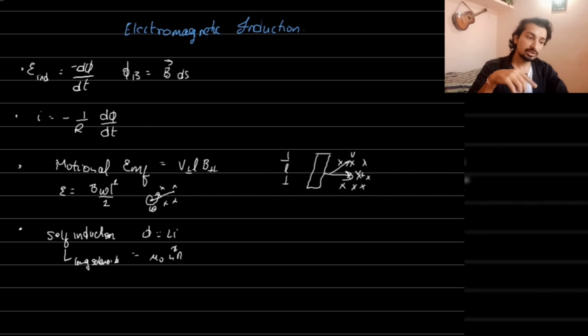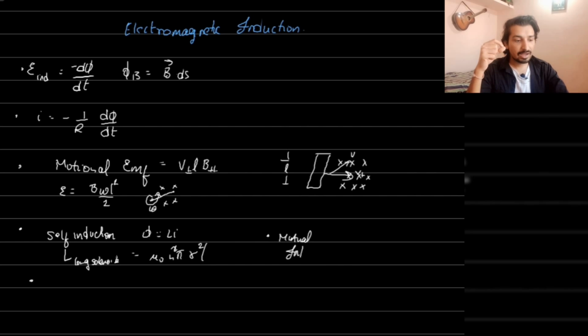So in self-induction also, inside the same wire also, current changes. So flux inside it will be Li. It will be directly proportional to current if the current is changing, and that constant is called L. That is called self-induction. And for a long solenoid, self-induction is nothing but mu naught by 4 pi R square L. Okay, that is the formula.